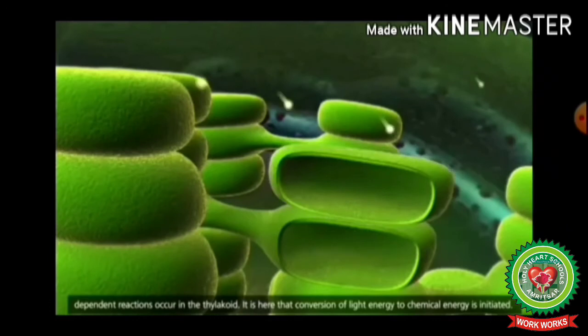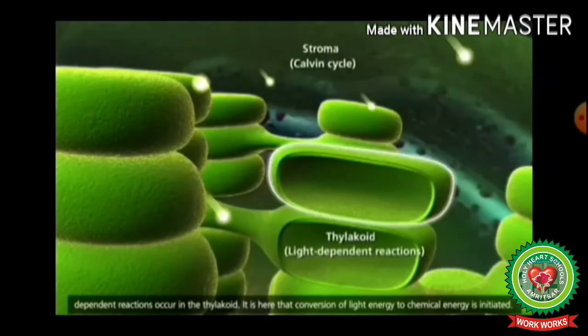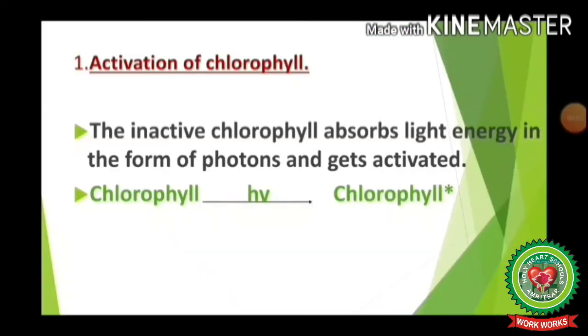Light reaction is also called light dependent reactions because it requires light energy. It is also called photochemical phase because in this phase light energy is converted into chemical energy. It includes various steps. First is activation of chlorophyll. Chlorophyll is a green color pigment present in the leaf.